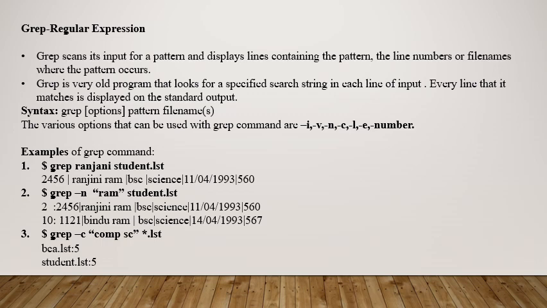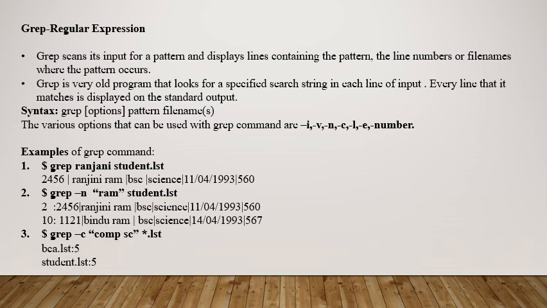Then -number. So what is the use of these options? The -i ignores the case for matching. Then -v doesn't display lines matching the expression. Whatever the matched pattern, it's not going to display if you use -v. Then -n will give you the line numbers along with the lines. Then -c will display the frequency, the number of occurrences of the pattern.